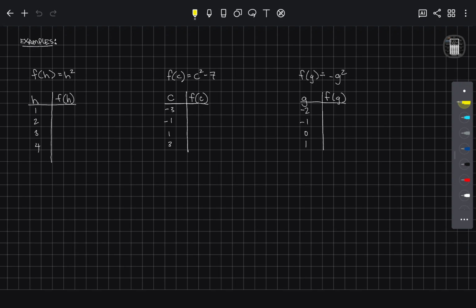So, these can be done in your head. We could do 1 times 1, that'd be 1 squared. So we know that the function of h is going to be whatever h squared is. So we can take all these h values and square them and get 1, 4, 9, and 16.